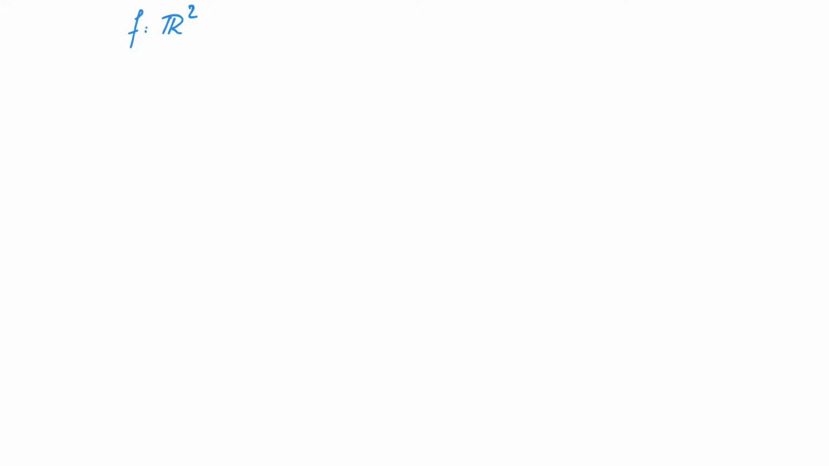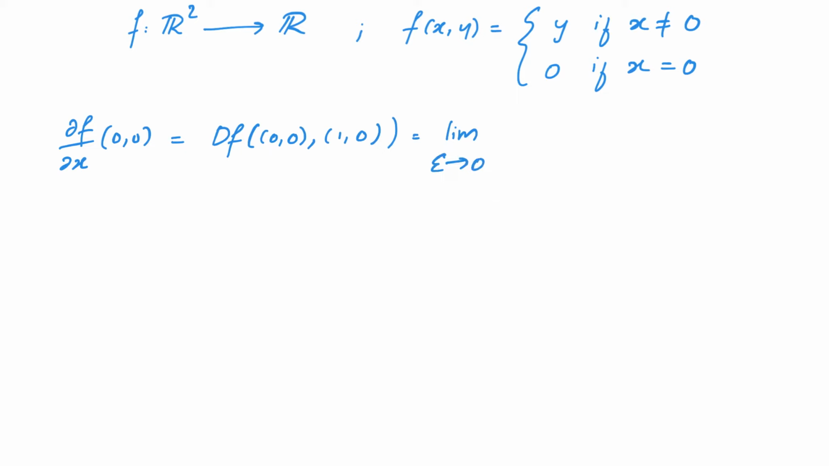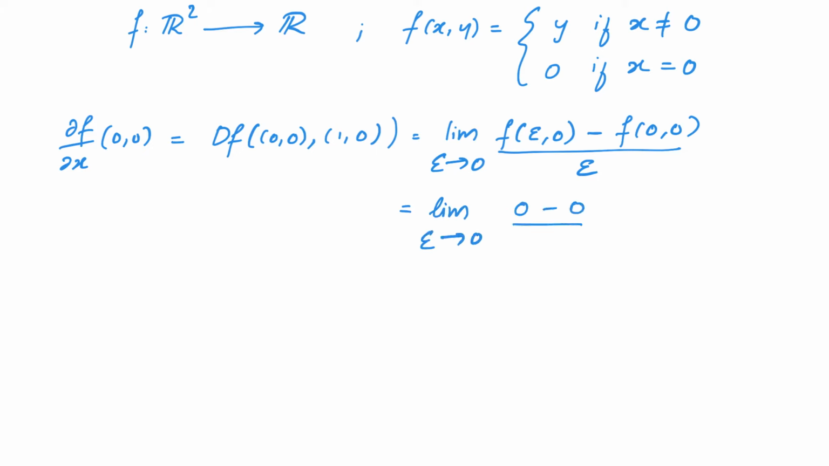Consider the function f from R2 to R defined as f of x comma y is equal to y if x is not equal to 0, and 0 if x is equal to 0. Let us calculate the partial derivatives of this function. That is, let us look at del f by del x at 0, 0, which is equal to the directional derivative of f at the point 0, 0 along the direction 1, 0. This is equal to the limit as epsilon tends to 0 of f of epsilon comma 0 minus f of 0 comma 0, whole divided by epsilon. But notice that f of epsilon comma 0 is equal to 0 as y is equal to 0, and f of 0 comma 0 is equal to 0 as x is equal to 0. Therefore, the limit is equal to 0.